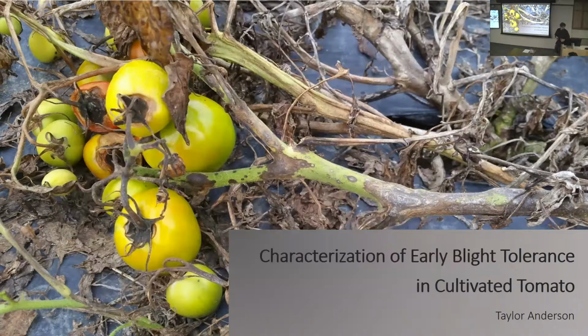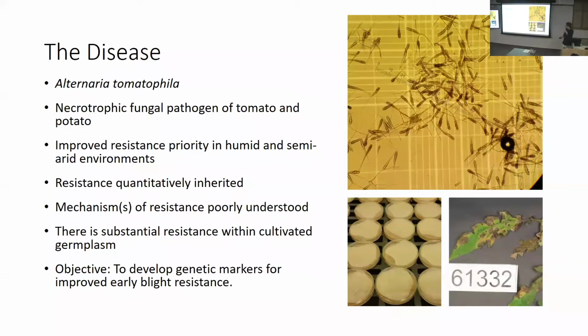All right, so today I'm going to talk about my efforts to characterize early blight tolerance within cultivated tomato. Early blight is caused by Alternaria tomatophylla or Alternaria solani, a necrotrophic fungal pathogen within the Dothideomycetes. This disease is widespread. One plant pathologist described it as present wherever tomatoes are grown. Now that may or may not be true, but it certainly is a problem in humid and semi-arid environments.